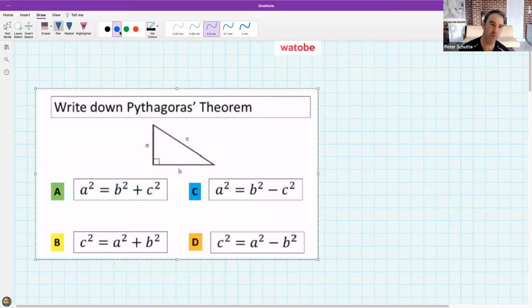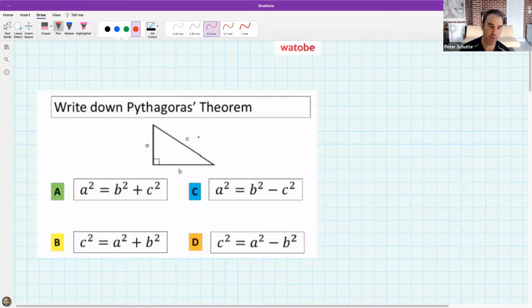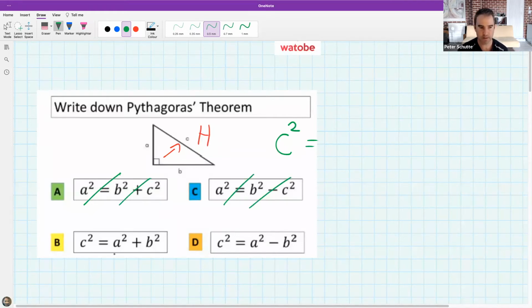So I'll give you one hint. In a right angled triangle, the hypotenuse is really important, and it's always opposite the right angle. And so what I would normally do is I say you square the hypotenuse, and the hypotenuse squared is going to be c squared. And so that would knock out these ones here. And so all I've got left with is B or D.